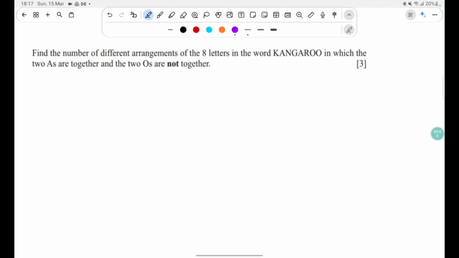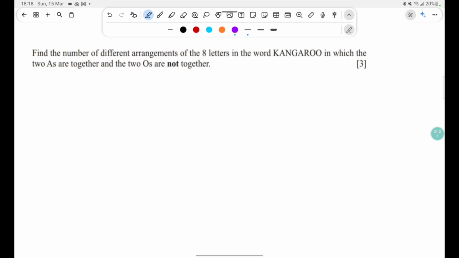Hello everyone. In this problem, we'll work with permutation and probability using a word kangaroo and an 8-sided die. First, we'll determine the number of different arrangements of the letters in the word kangaroo with the conditions that the two A's must stay together while the two O's must not be together. So, we'll solve this problem in 4 steps.